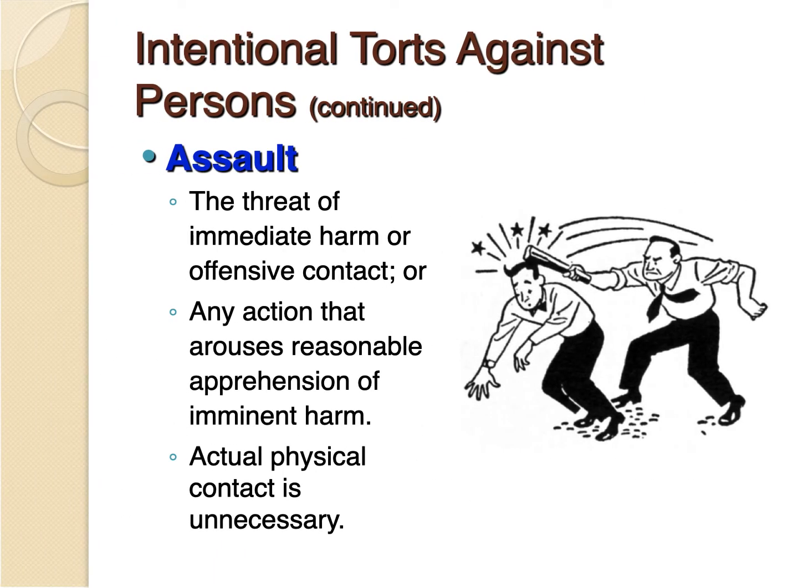First is the intentional tort of assault. Assault is a threat of immediate harm or offensive conduct, or any action that arouses reasonable apprehension of immediate harm. Actual physical contact is not always necessary, but as you see in the cartoon, just a threat of it, or possessing something with the intent to cause harm, can be viewed as an assault.